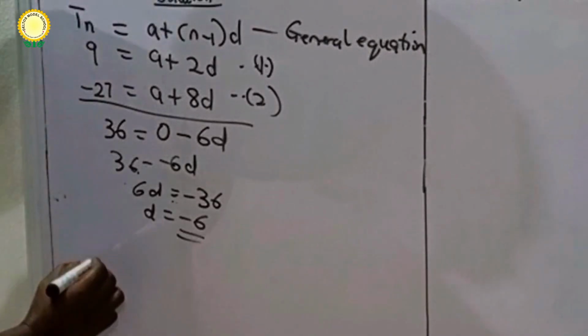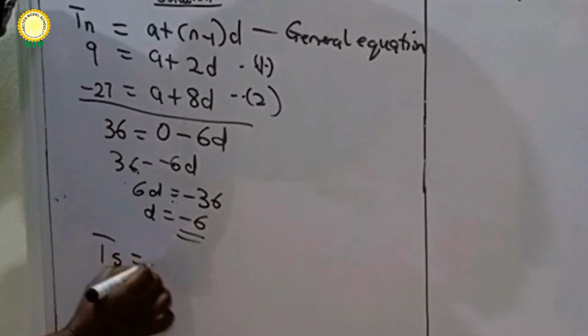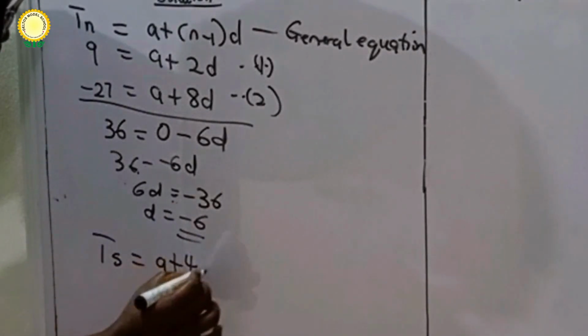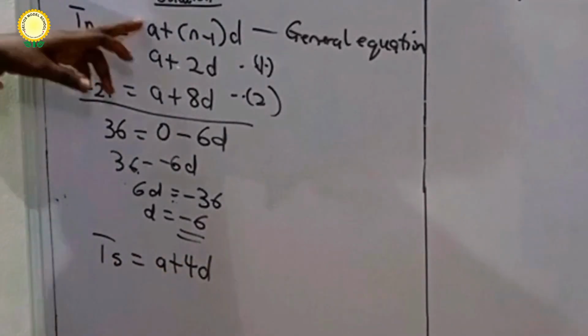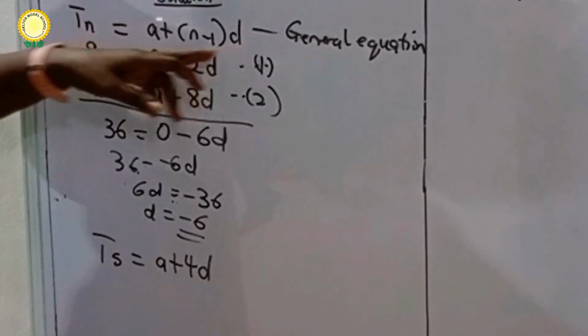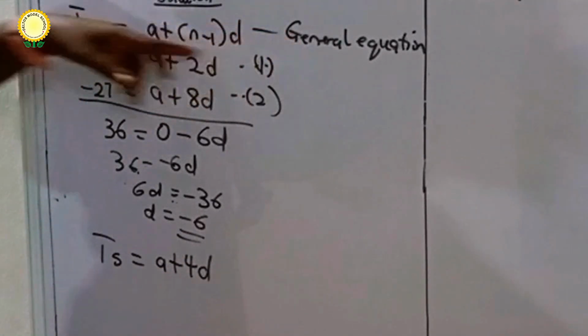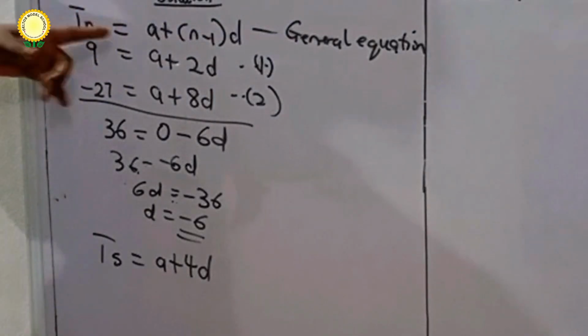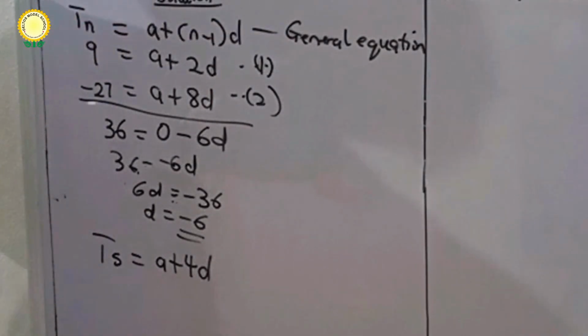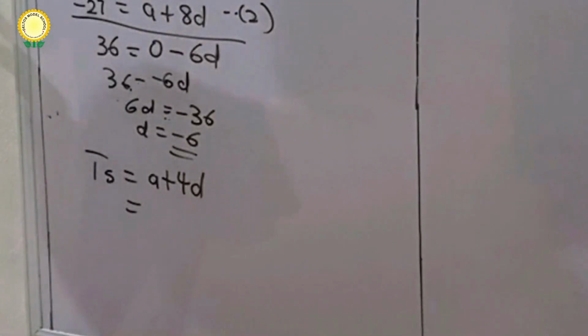So if we were asked to find T5, which is A plus 4D, how would I get A plus 4D? A plus 5 minus 1D. 5 minus 1 is 4. Remember, this is the general term to find your nth term. So what is our a? We have not found our a. So let's quickly go and find our a.